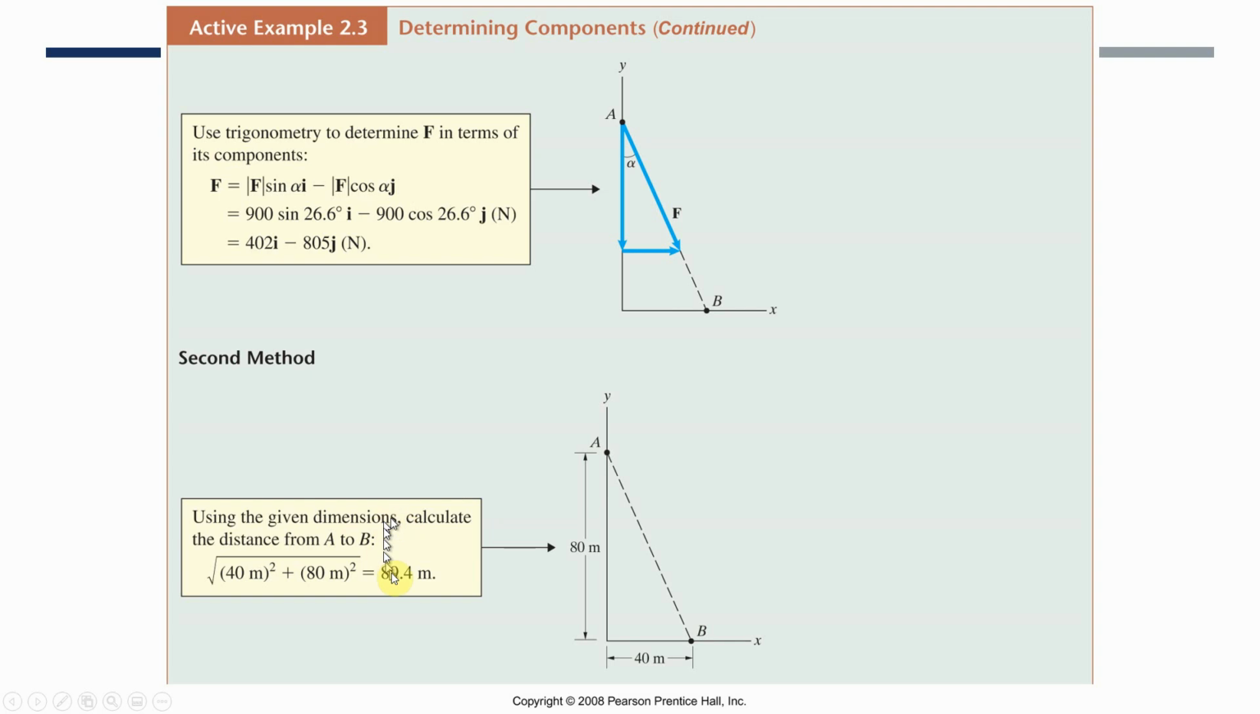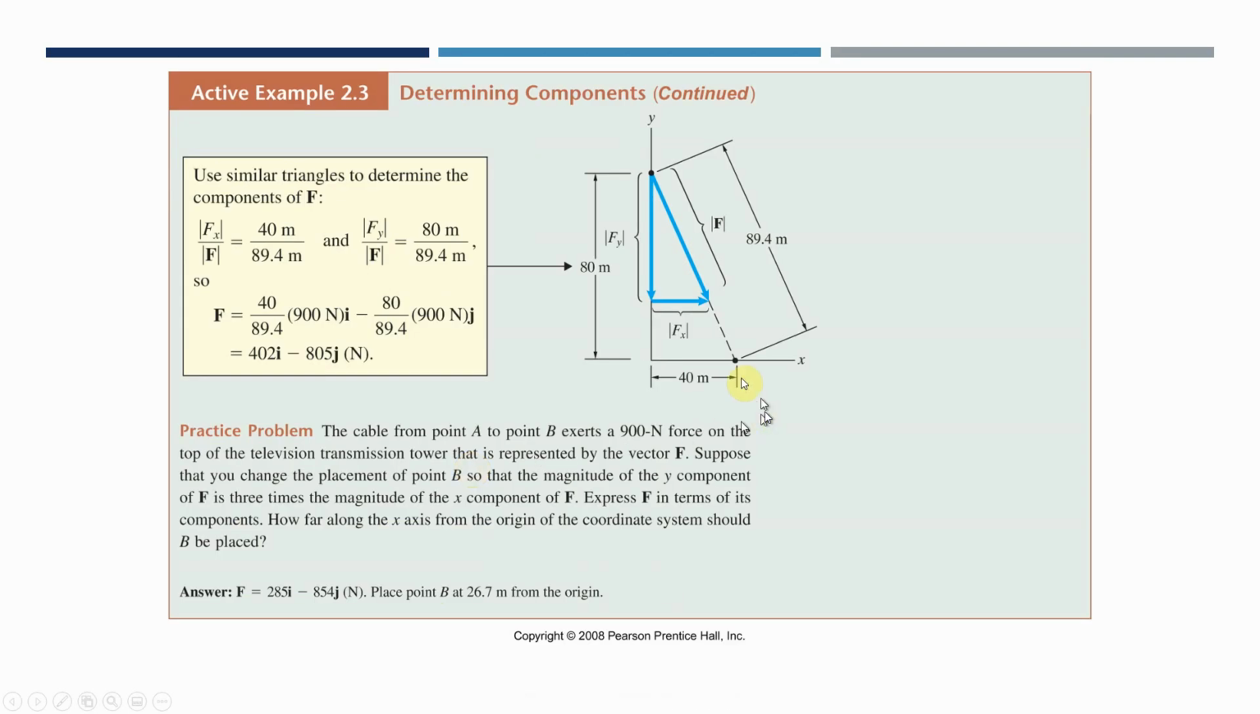We can also use the Pythagorean theorem. So we can set up a similar triangle. This length right here is 89.4 meters, and now we have similar triangles. 900 is to 89.4 as Fx is to 40. 40 meters to 89.4, 80 meters to 89.4, and calculate it out.